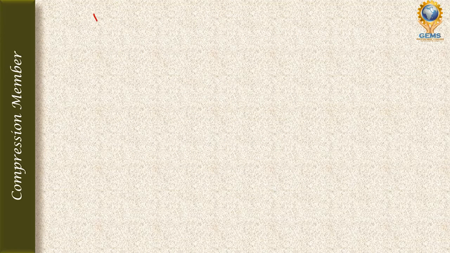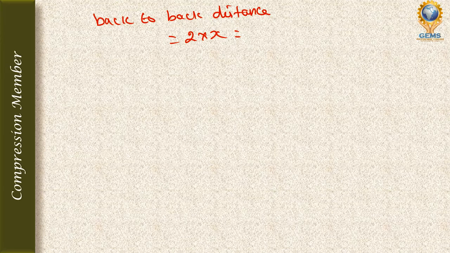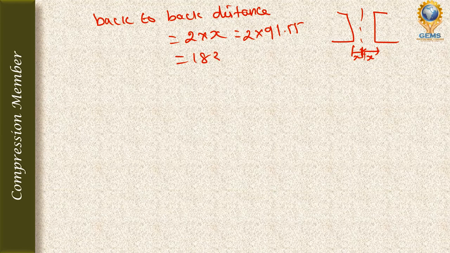So the back to back distance is equal to 2 into x, because we have one x for one channel section and another x for the other, so 2x. So 2x is 2 into 91.55, that is equal to 183.10 mm.